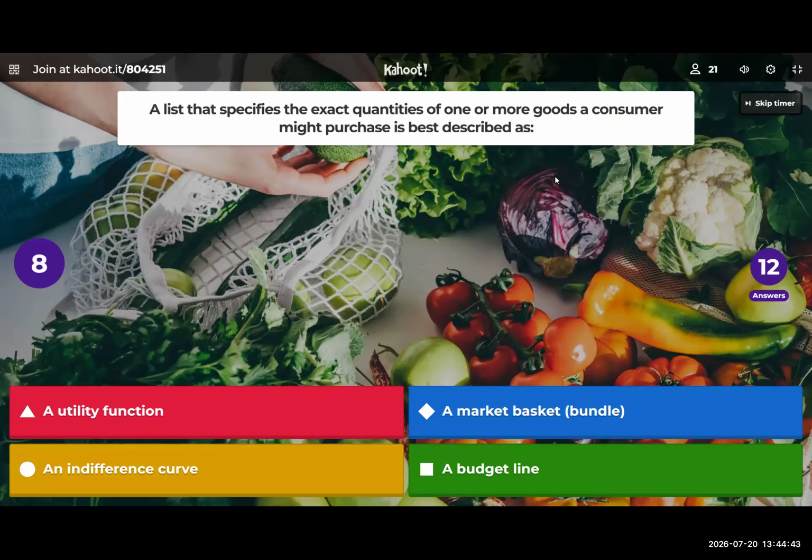I don't know why there's no music. You have to choose 3, 2, 1.